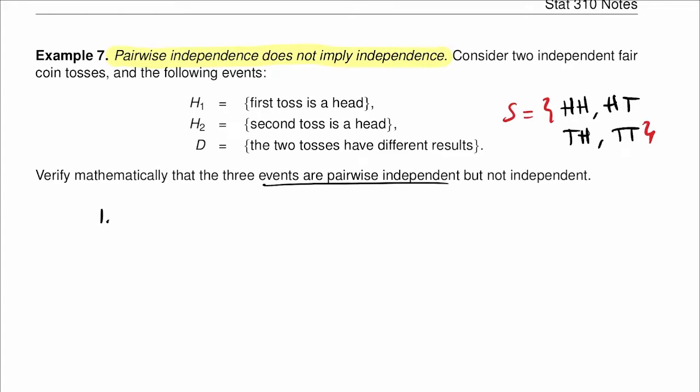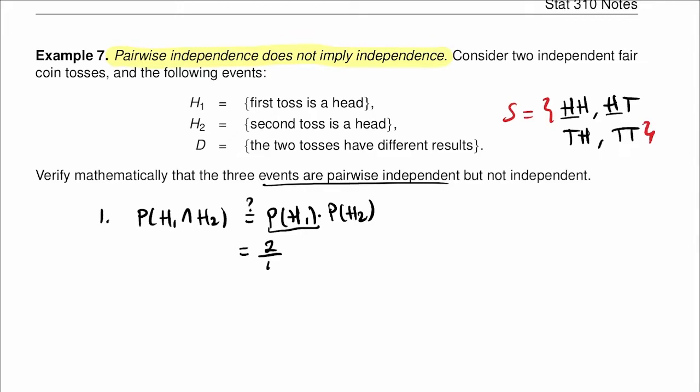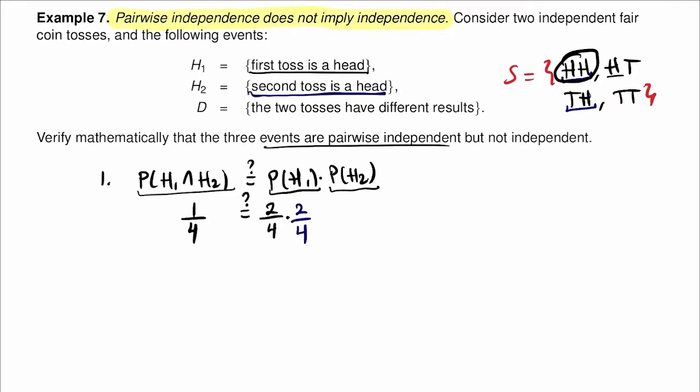So okay, let's check the first one. We need to check that the probability of H1 intersection H2 is equal to the probability of H1 times the probability of H2. So what is the probability of H1? The first toss is heads. Well, this occurs in 2 outcomes out of 4, so this is 2 over 4. And the probability of H2, that the second toss is heads, is in this element and in this element. So we also have 2 over 4. What is the probability of H1 and H2? Well, we need the first toss to be heads and the second toss to be heads. So we have 1 over 4. We need to check this, and 1 over 4 is actually equal to 1 over 4 in this form. So they are equal.